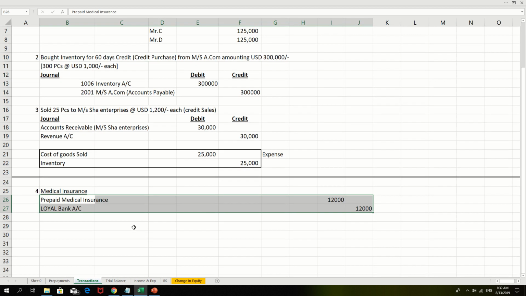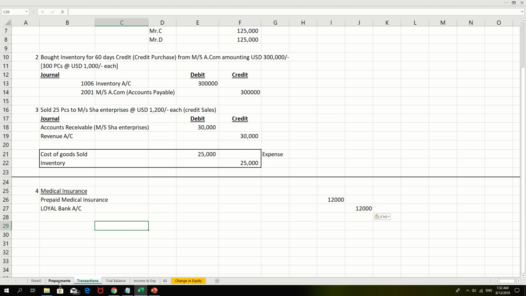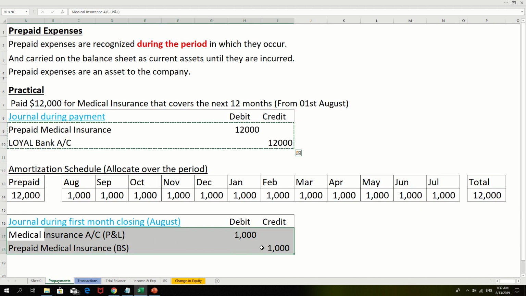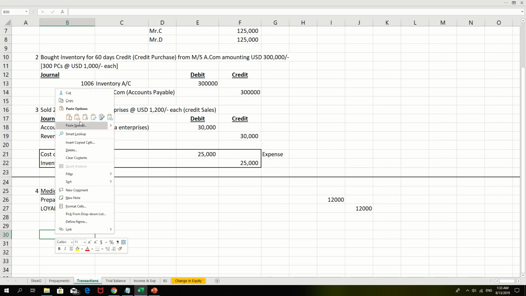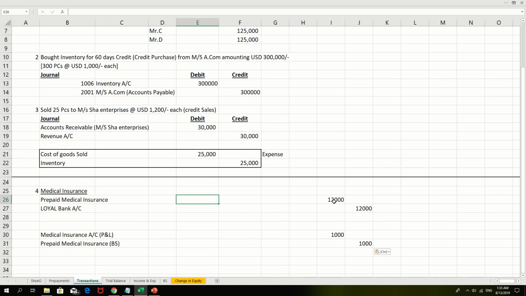So let us take out these two entries into our transactions list. This is during payment, and this is during the monthly closing or amortization. So there are two entries we need to book. Here we will see, like in the first video, how the financials will be impacted. Okay, now let us check the first example.